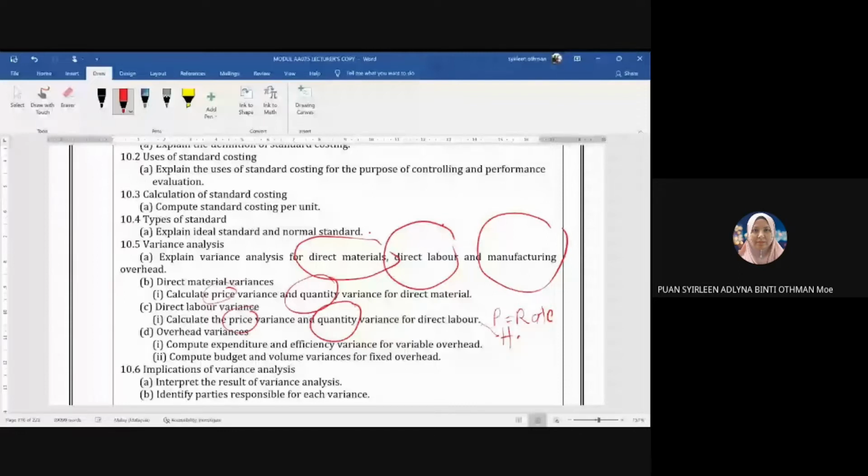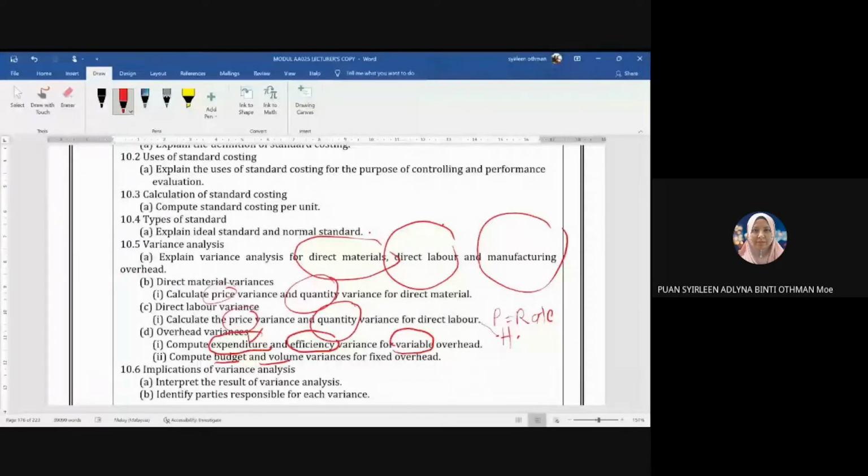Okay, so price and quantity untuk direct labor variance dengan price and quantity di direct material variance adalah benda yang tak sama ya, berbeza. Okay, so you need to be very careful for that. Okay, lepas tu untuk overhead variance, kalau untuk variable, kita ada expenditure dan efficiency. Expenditure is perbelanjaan, efficiency ialah kecekapan. Okay, cekap belanja. Okay, belanja cekap. Alright, and for fixed overhead, kita ada volume and also budget. Okay, so awak kena ingat lah, sebab setiap satu ni cara kira dia berbeza dan dia ada formula dia yang berbeza.